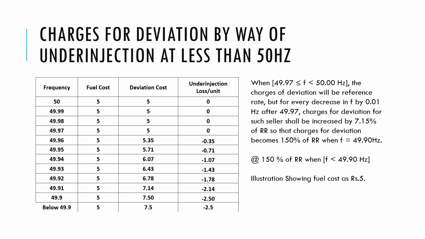Let me explain again. For example, at 49.96, if a seller's fuel cost is 5 rupees, then he has to pay a deviation cost of 5 rupees 35 paisa. At 49.95, that deviation cost rises to 5.71, so your loss would be 0.71 rupees. At 49.94, it increases further by 7%, that is your loss increases to 1 rupee, and it goes on till 49.90, where it becomes the maximum, that is 2 rupees 50 paisa. So at 49.90 or beyond, if a seller is under injecting, then he has to pay a 50% penalty. So the penalties have been made stricter. These were earlier not the case.